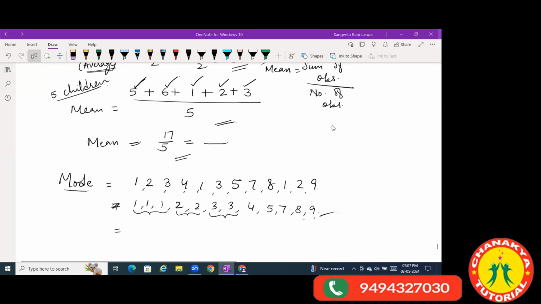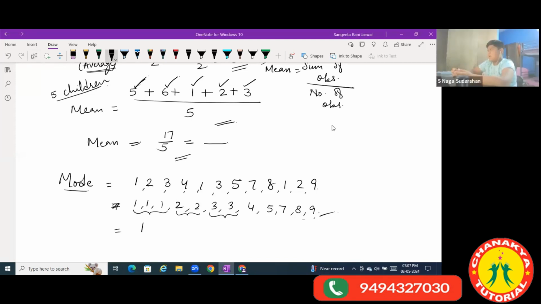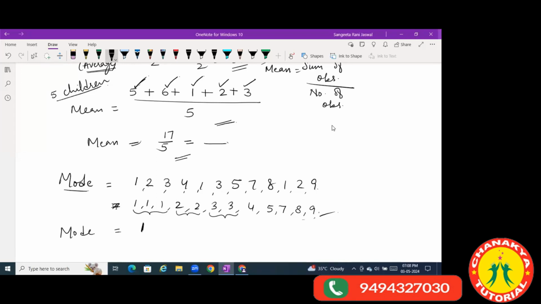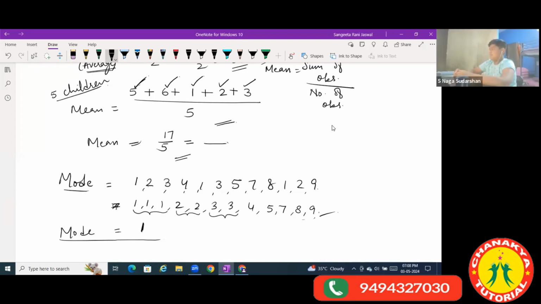You can see 1 here written 3 times. There is no other number which is written 3 times. So the maximum occurrence number is 1. So that is the mode of this data. Yes, you're right, ma'am.